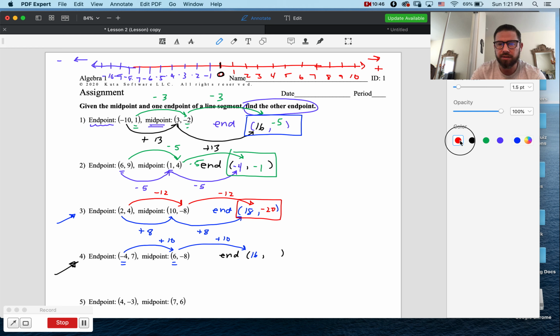Okay, and let's do the y's now. I don't know why my brain was just having a brain fart right there. 7 to negative 8. Shoot, we have to go from 7 all the way down to negative 8. We're moving left, so it's going to be minus. And let's see what we get. 1, 2, 3, 4, 5, 6, 7, 8, 9, 10, 11, 12, 13, 14, 15. So it's minus 15, which means we have to do that again. Negative 8 minus 15, I think, gives us negative 23.